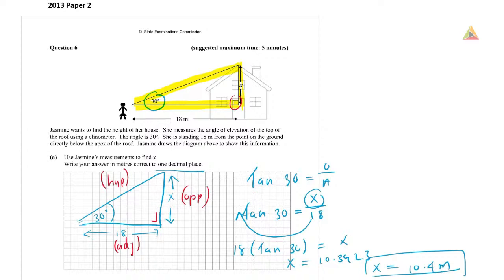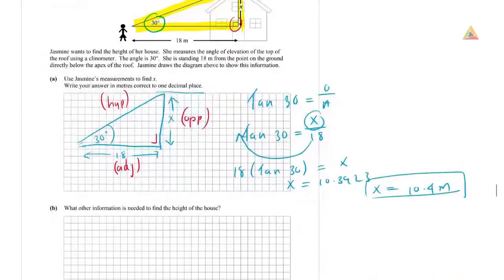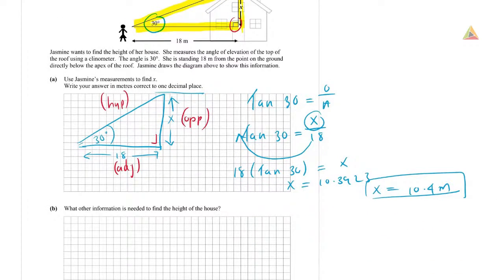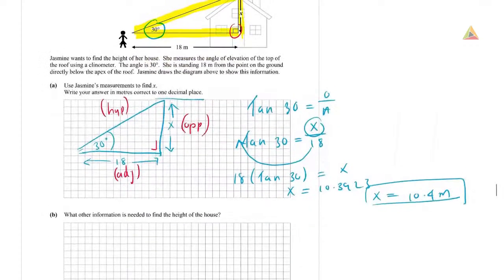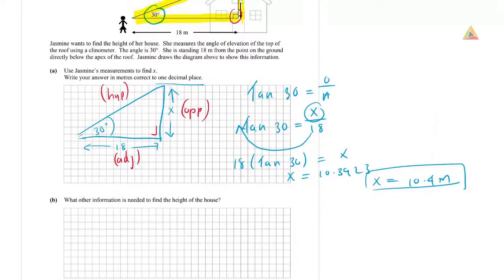I think there's one more part to this question. What other information is needed to find the height of the house? Now because Jasmine is measuring using a clinometer, and you've just figured out based on that other calculation, you would need to know Jasmine's height as well. So that's the answer to the last part.